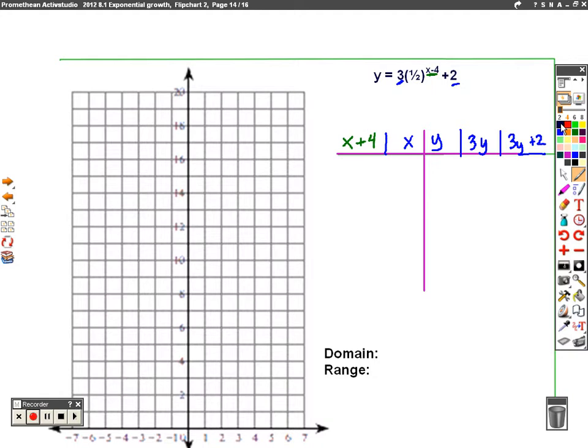Now what goes here is my parent function. Now again, how do I identify my parent function? I scribble all these out. I ignore this and I ignore that because I'm already taking care of that in the table. I just need to put my values for y equals 1/2 to the power of x right here. Okay, so -2, -1, 0, 1, 2. So I start with my parent function values and then perform the operation. So go ahead, hit pause right now.